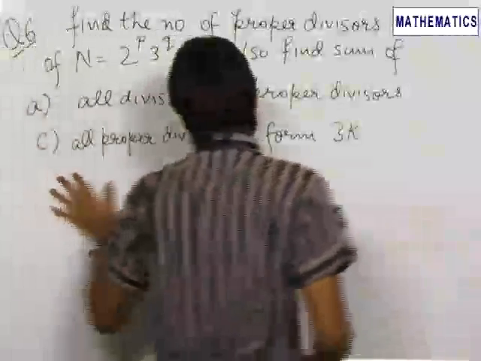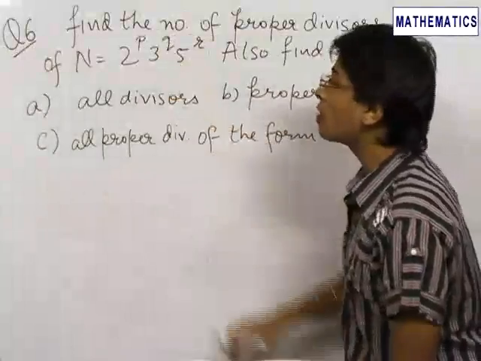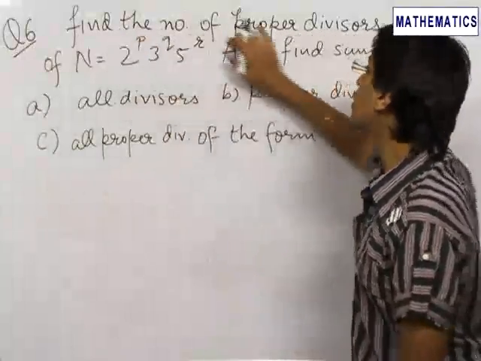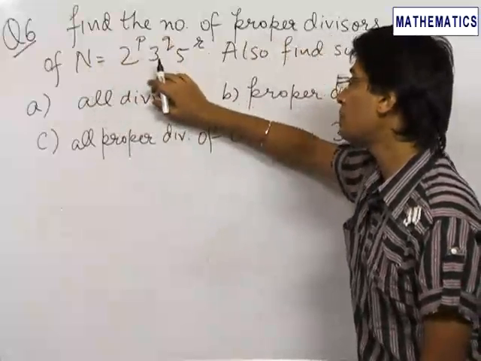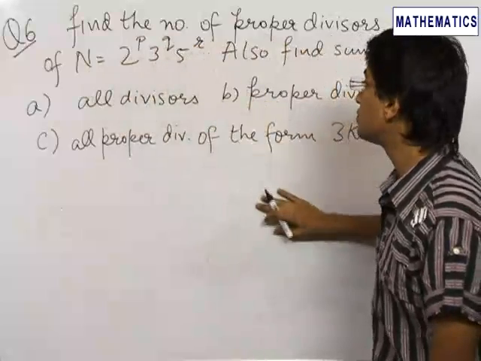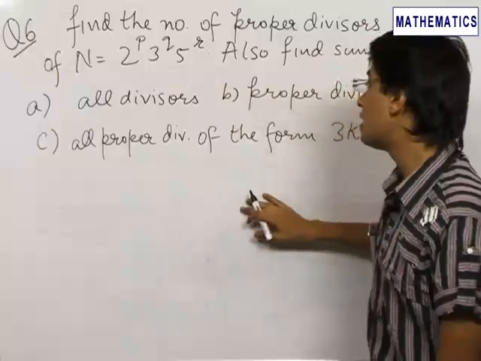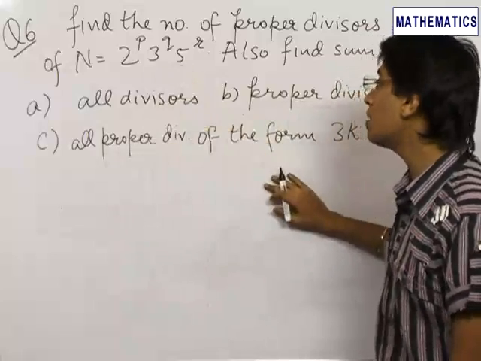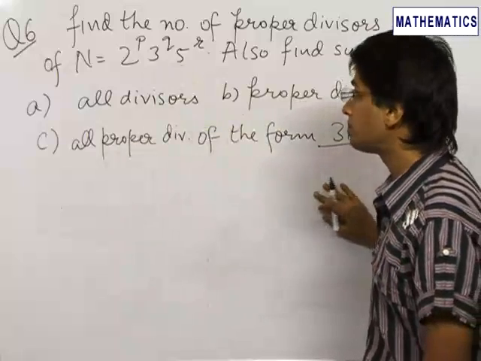The sixth problem of ours is another very important problem. Such kind of problems has also appeared in JEE a few years back. We want to find the number of proper divisors of the number which is represented in the form of 2 power p into 3 power q into 5 power r, and also we need to find the sum of all the divisors of this number, the proper divisors of this number, and all proper divisors of this number which are of the form 3k, that is, they are multiples of 3.